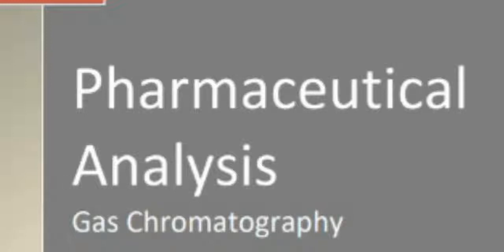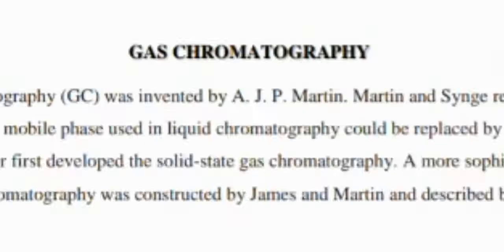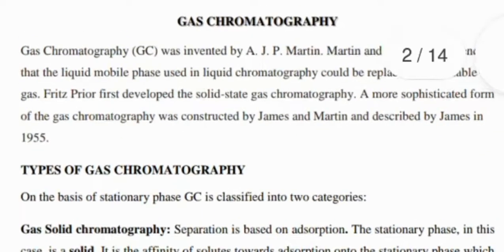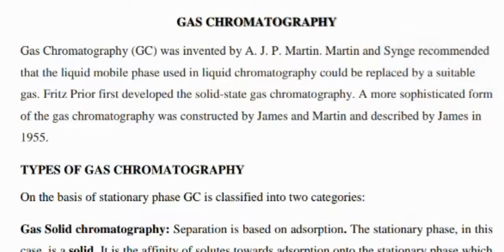So we are here with another interesting topic of chromatography, which is another type of chromatography: gas chromatography. So let's see what gas chromatography is. It was invented by A.J.P. Martin, who recommended that the liquid mobile phase used in liquid chromatography could be replaced by a suitable gas. Fritz Prior first developed solid state gas chromatography. A more sophisticated form of gas chromatography was conducted by James and Martin and described by James in 1955.